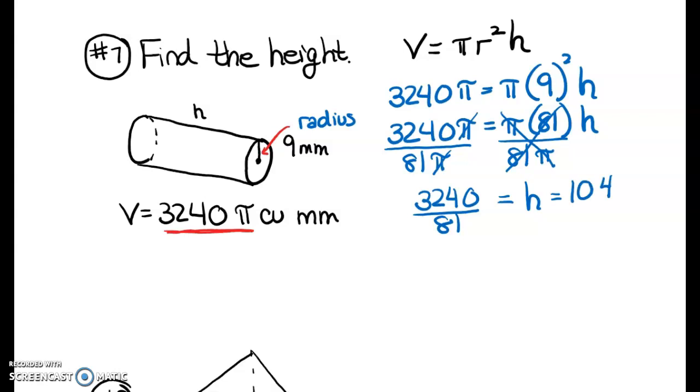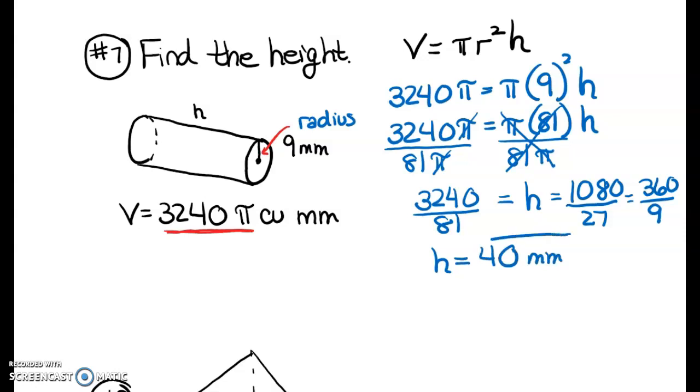Let's see. 1, 0. I made a mistake here. 3 goes into 24 8 times, and this is going to be 27. But then I add them up again, and they're also divisible by 3. So I get 360 over 9, and that reduces really nice to 40 millimeters across, distance for height.